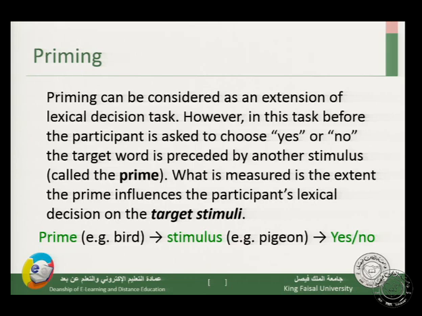Then what is measured is the extent the prime influences the participant's lexical decision on the target stimuli. So how does the prime influence your decision on the stimulus? For example, here we have bird and pigeon. How can the prime, which is bird, help us in deciding whether the word pigeon is an English word or not? So this is what we are looking for in the priming experiment.